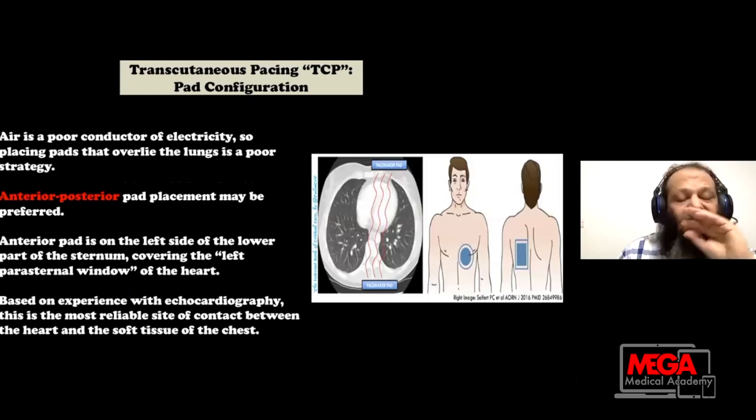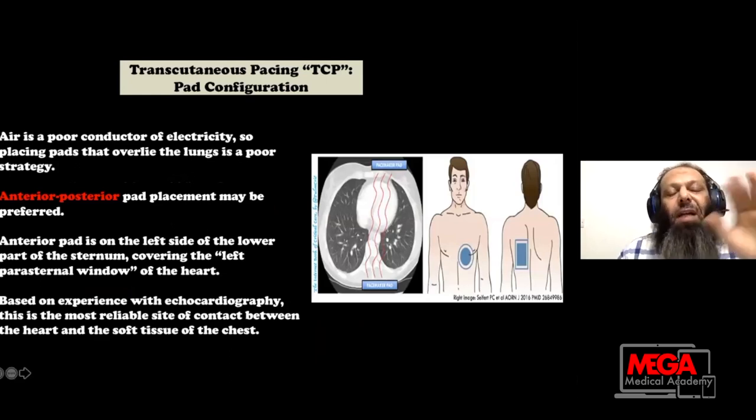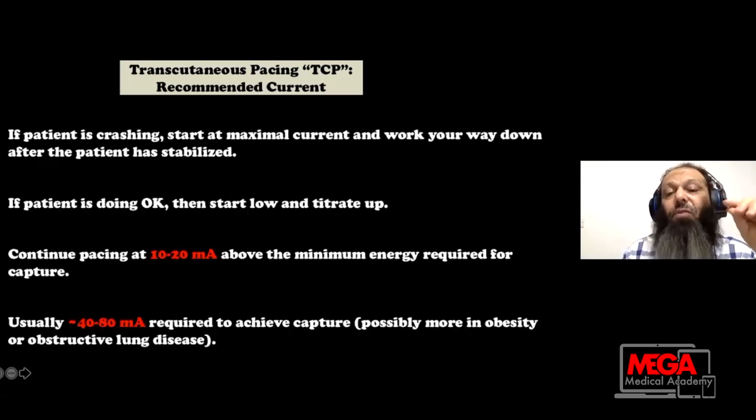My recommendation is the anterolateral approach, the usual way we use it. But air is a poor conductor of electricity, so placing the pads overlying the lung is a poor strategy. What I prefer is to use anteroposterior, like this picture, so that the current goes through the heart. This will give you a better chance of capturing the heart.